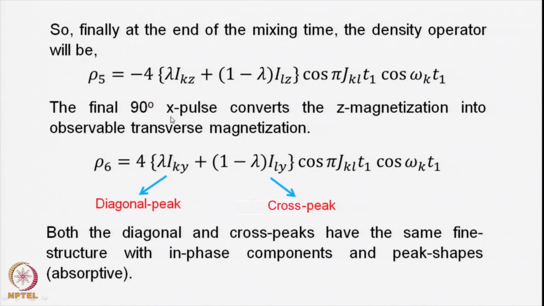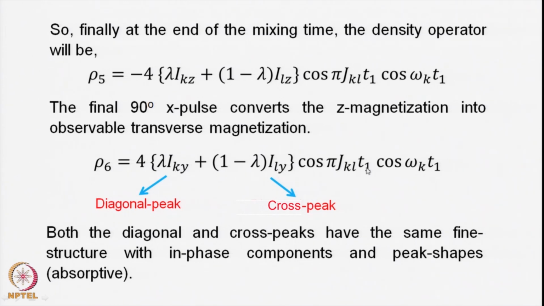The final 90 degree X pulse converts this Z magnetization into observable transverse magnetization. So, Kz goes to minus Ky, so therefore you take away the minus sign and put it plus here, lambda Ky, and similarly this will be 1 minus lambda I Ly, and this remains the same. Now, clearly this is K, this is K, therefore after T2 evolution and things like that, this will produce the diagonal peak and this will produce a cross peak.